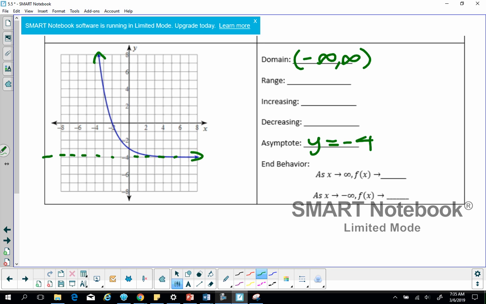Perfect. Who can raise their hand for a brain bug and tell me the range? Go for it, come on.